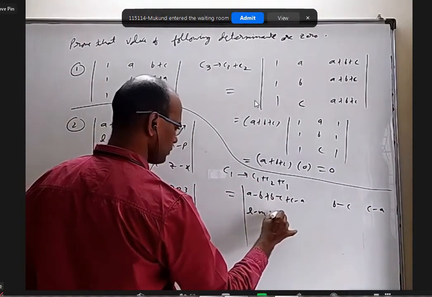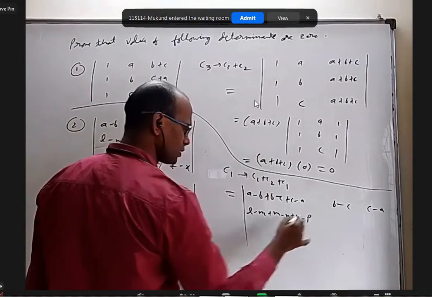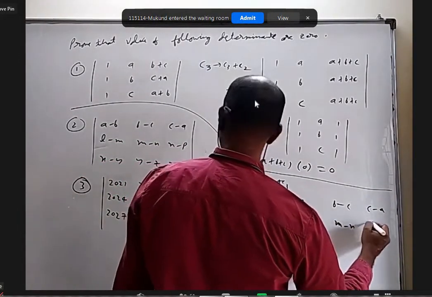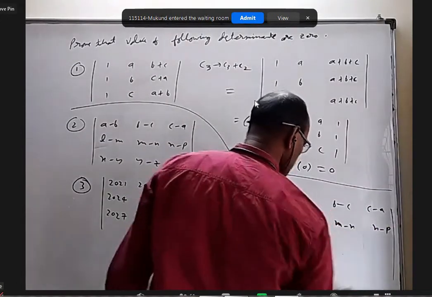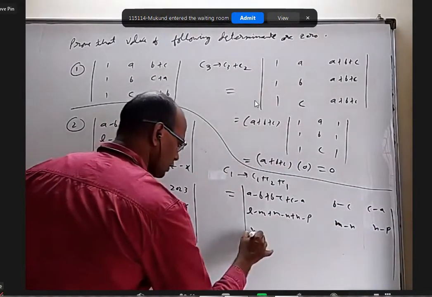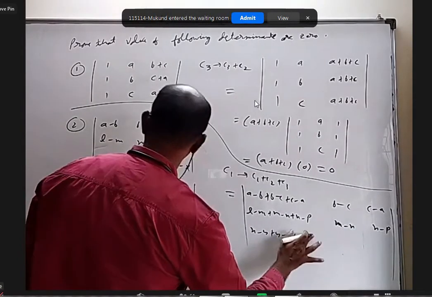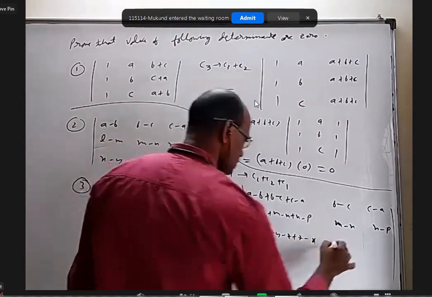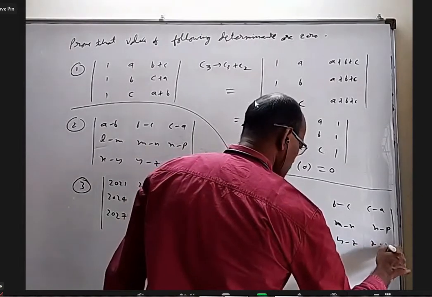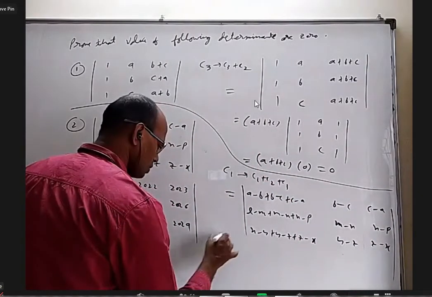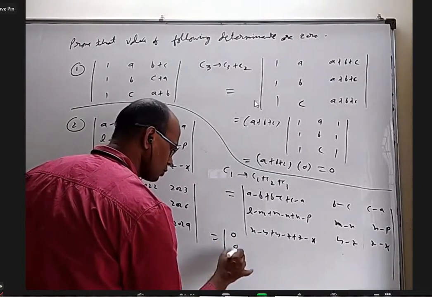L minus M minus N plus N minus P, and M minus N as it is, and N minus P as it is. And X minus Y plus Y minus Z plus Z minus X, plus Y minus Z as it is, Z minus X as it is. So this is 0, 0, 0.